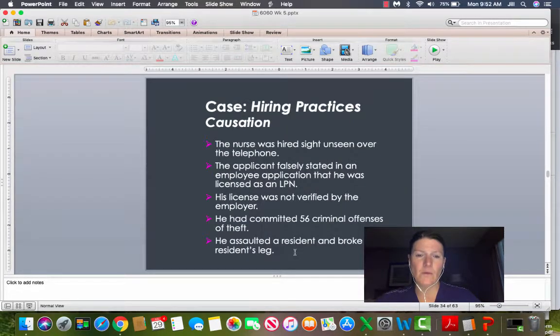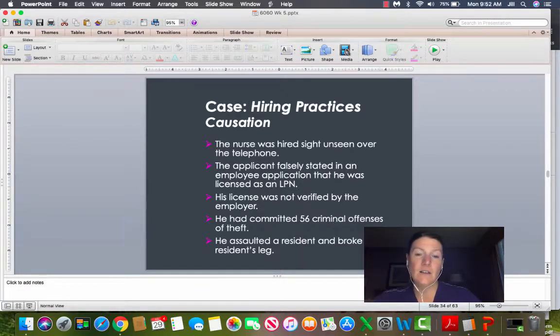Causation. So we talked about the causation part. Causation is about proof, the reasonably prudent person being able to prove that, or if a reasonably prudent person looked at the situation, that they would see that the act or the breach of duty caused the injury.